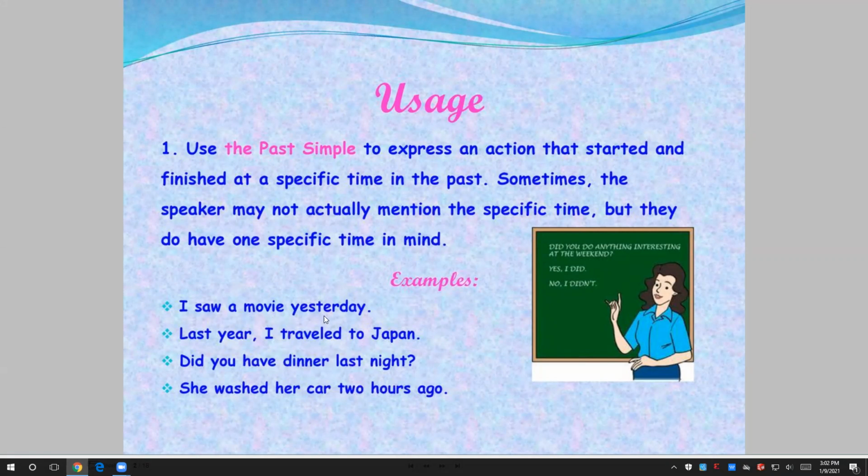So you can see here in all these sentences, the action started in the past and it finished in the past as well. And the words like yesterday, like last year, like last night, like 2 hours ago, all these words indicate that the action started in the past and it actually finished in the past.